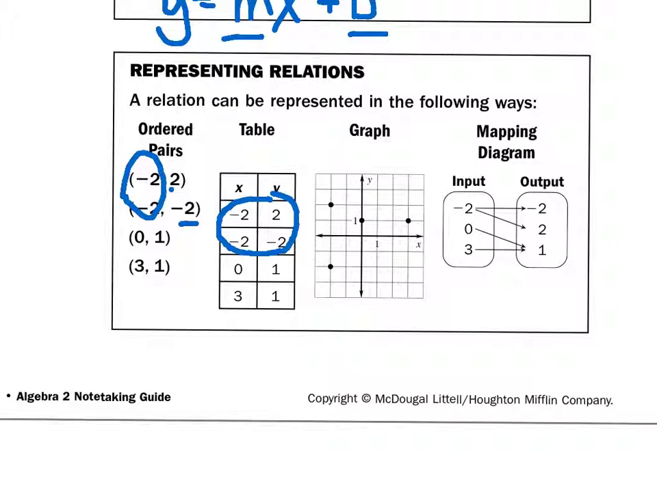This is also the vertical line test for a function. Do you notice I can draw a vertical line through these 2 points? And if I can do that, then this is not a function. In my mapping diagram, I have -2 maps to both outputs. But it's okay to have a relation that's not a function. You just can't flip that around. A function has more rules than a relation.